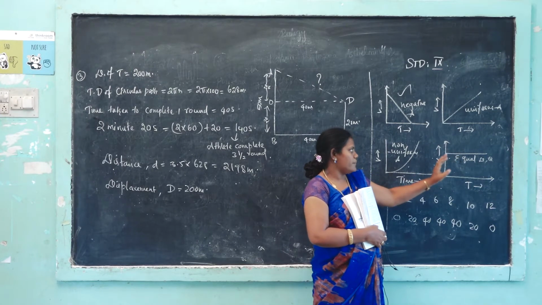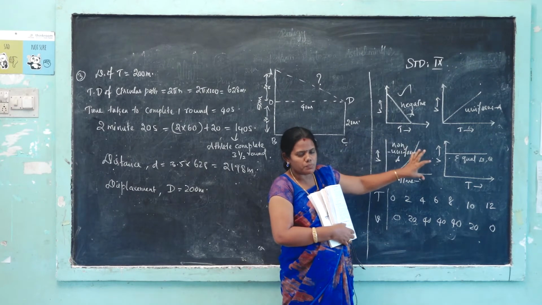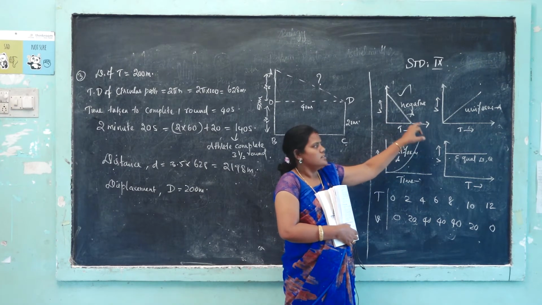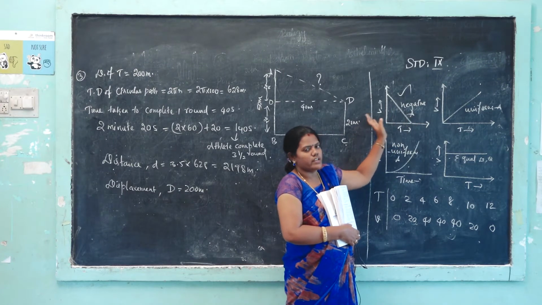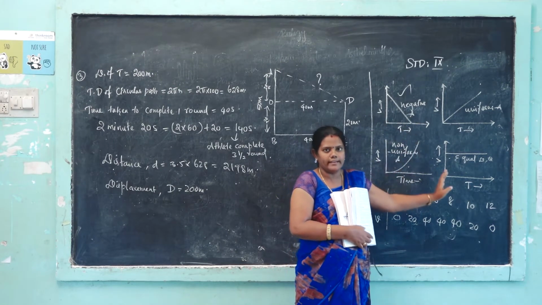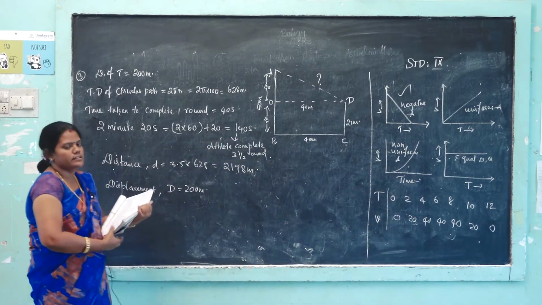Clear that? Why does the acceleration term come into this part? Because velocity by time is called acceleration. So acceleration is the rate of change of velocity with time. So all the graphs denote acceleration. Clear that? Okay.